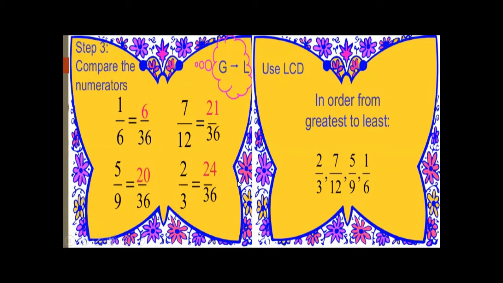So here first is 2 upon 3, the one with the larger numerator. Then second is 7 upon 12, third is 5 upon 9, the fourth one is 1 upon 6. I'm telling you again, students, that in ascending to descending and descending to ascending order, we will make our denominator the same. Or it's up to you to make the numerator the same. But it's easier for you to make the denominator the same.